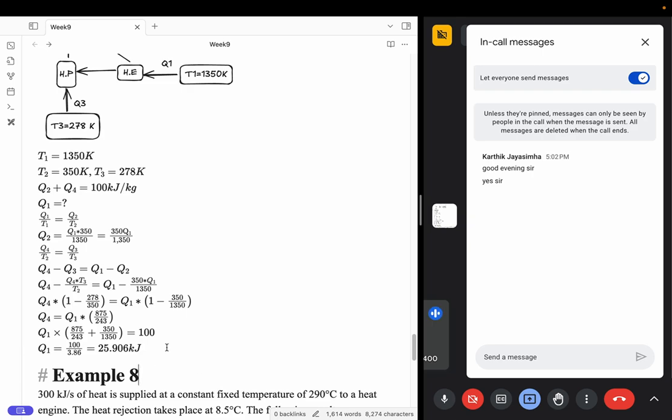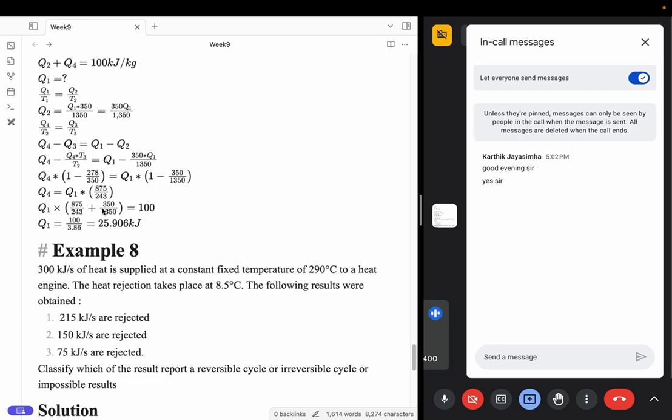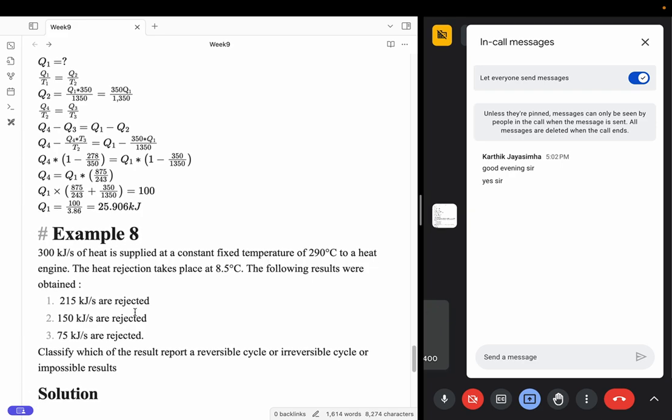I got it around 25.906. But it's the same thing, right? You use the same equations. You just replaced, you use this equation as well as Q4 in terms of Q1 and Q2 in terms of Q1, and substitute them back in this. I think it's minor decimals. I just use fractions, so you might have used decimals instead of fractions. There might be that.